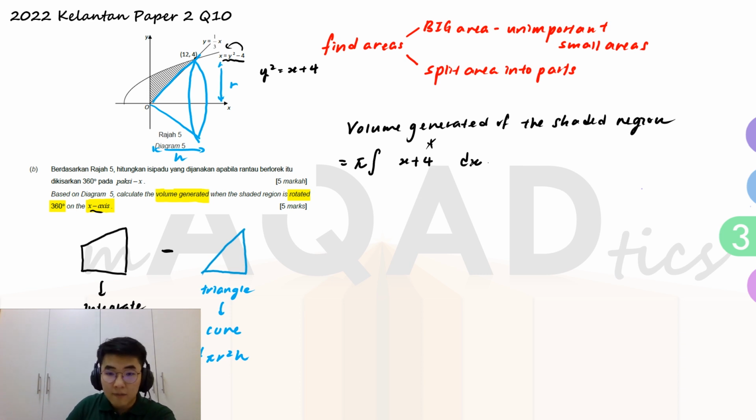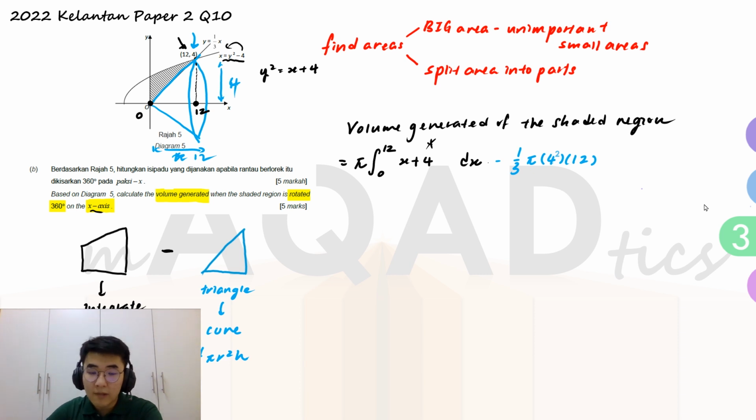Alright, and for the limits, we need to view it from the x-axis. So the lowest x value would be 0, which is here, and the maximum x value would be here, which, according to this point, is 12. Okay, so we need to integrate from 0 to 12. And for the cone's volume, it is 1 over 3 pi. So for the r, we can view it from this coordinate as well. According to the y coordinate, which is 4, our radius would be 4. And for the height, according to this point's x coordinate, here would be 12 as well.